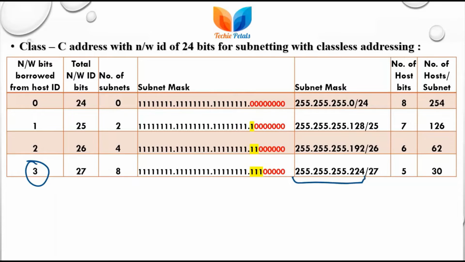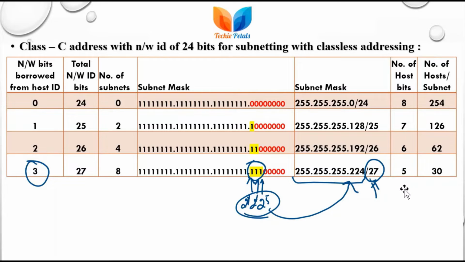Similarly, if we are using 3 bits, I hope you can easily find out the subnet mask. We will have this as the subnet mask because 3 ones are here: 2 raised to power 7, 2 raised to power 6, 2 raised to power 5. You have to add all these numbers and you will get 224. And this time network bits are 27, total network bits are 24 plus 3, 27. Number of possible hosts is 30, and the number of bits for host ID is 5.